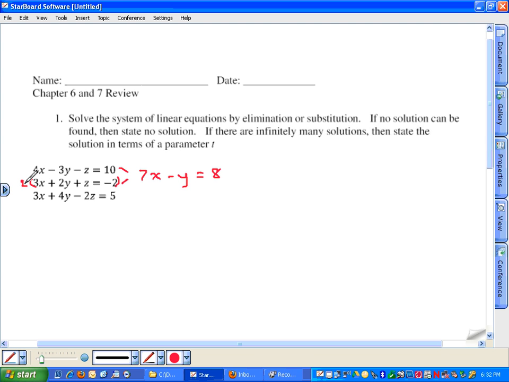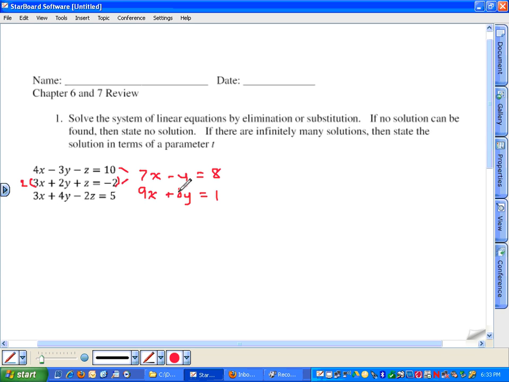So multiplying this middle equation by 2 and then adding it to this bottom equation, 2 times 3 is 6, add that to 3, so we get a 9x there. 2 times 2 is 4y plus 4y is a positive 8y. And then 2 times negative 2 is negative 4. When you add that to 5, you get 1. So this equation right here is a result of adding the middle equation and the bottom equation.